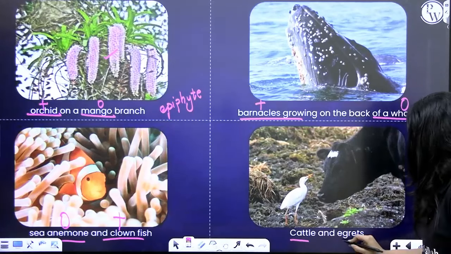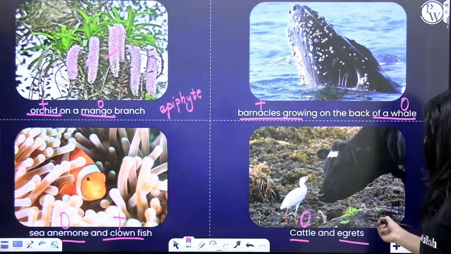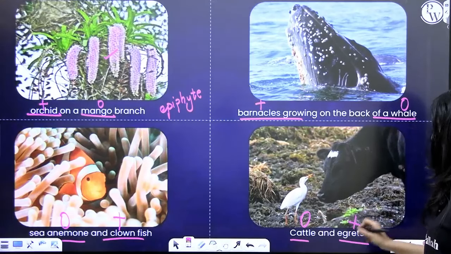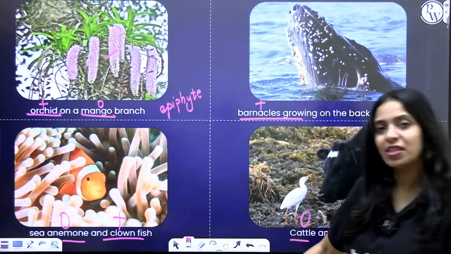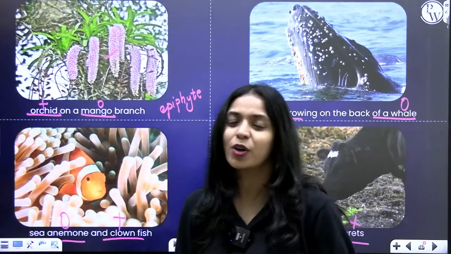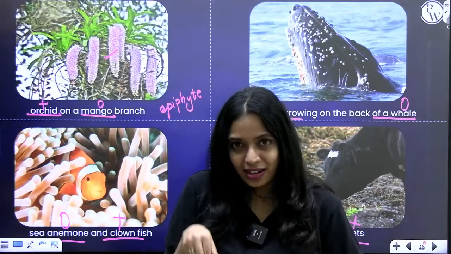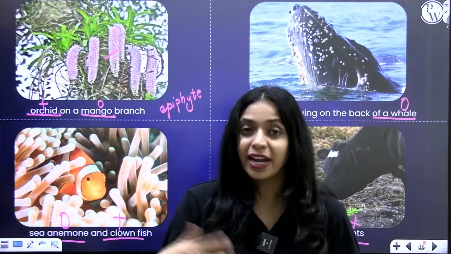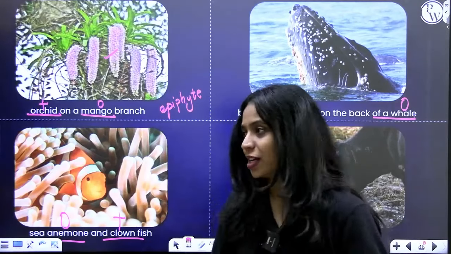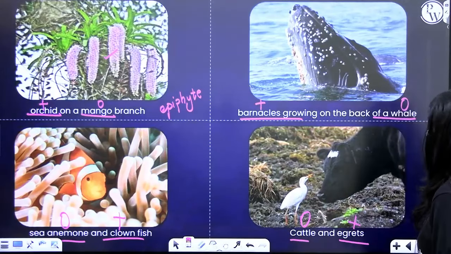Cattle and egrets, this I'm sure everybody would have seen. Cattle will neither gain any benefit nor harm from this association, but egrets will definitely be benefited. These little birds will always be seen around cattle. Why they're there is because they feed on insects. Whenever these cattle are moving on the grass, insects that are lying inside the ground will come outside. So they can feed on it. They will get better access to food. That is why they are around these cows. So these are some examples of commensalism.